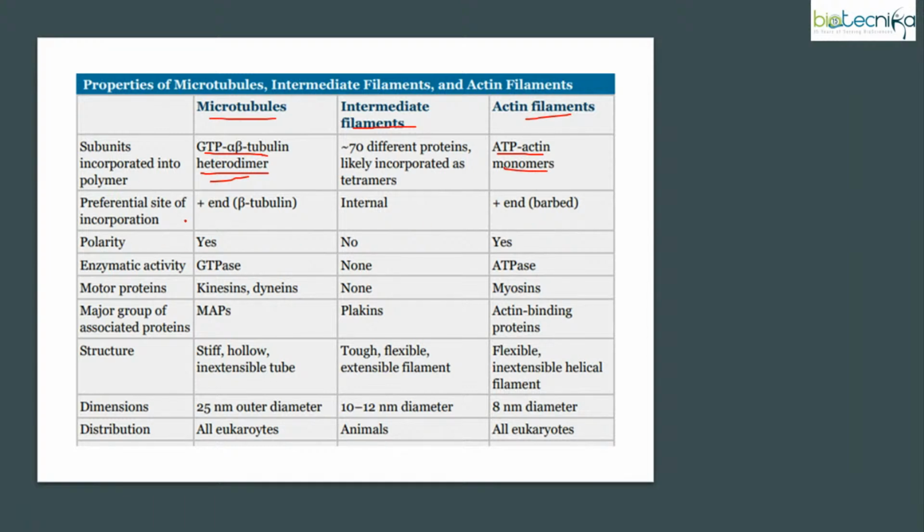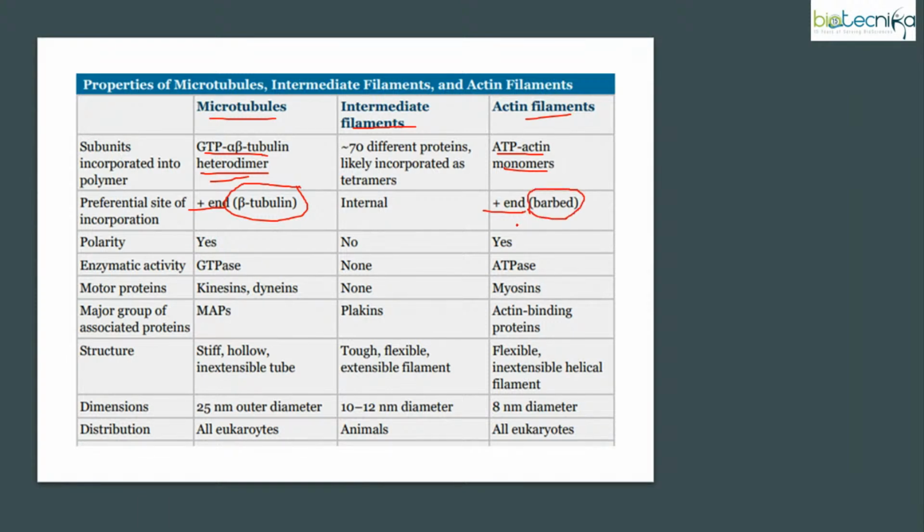Preferential site of incorporation means where the corresponding protein has to be incorporated. So when it comes to microtubules and actin filaments, in both cases, obviously it will be the plus end. But remember, in case of microtubules, among the alpha beta subunits, beta tubulin is the part where the addition takes place. And when it comes to actin filaments, the positive end is known as barbed end.